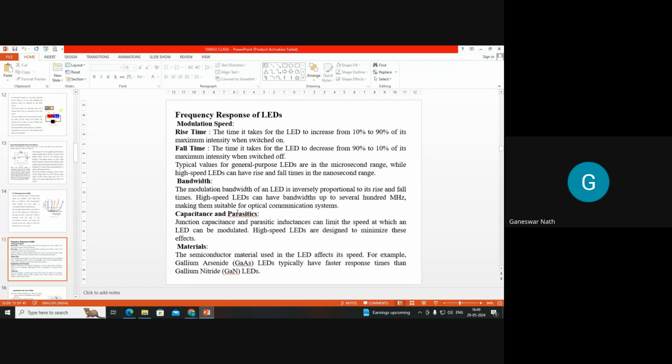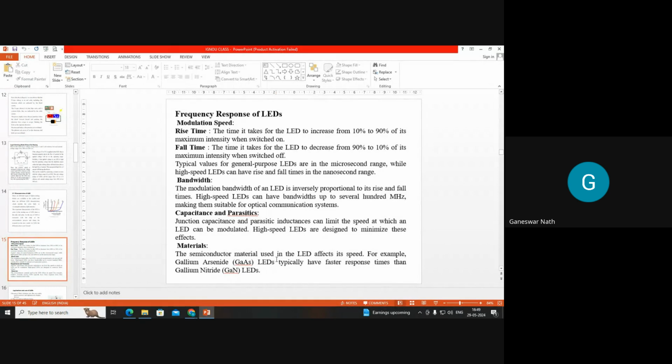Then, coming back to the parasitics: junction capacitance and parasitic inductances can limit the speed at which the LED can be modulated. High speed LEDs are designed to minimize this effect. And these are the materials which may be used for the construction of the LED.